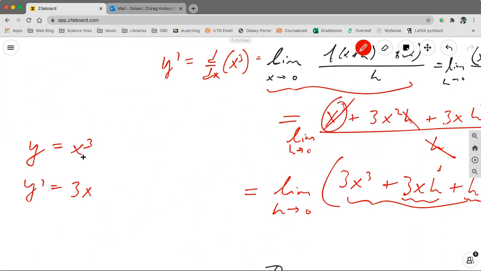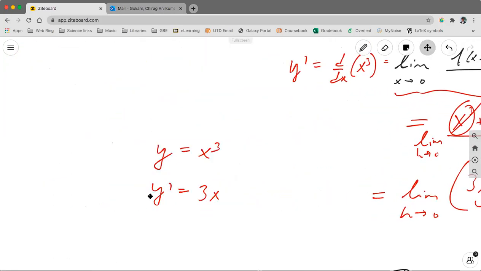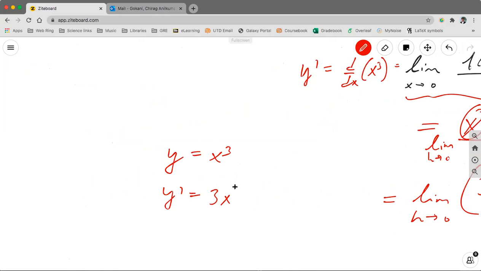Uh-oh. There's a mistake, people. Look, I made a mistake. I miswrote. There was a 3x squared here, and I wrote it as 3x cubed. It should have been squared, 3x squared. No one caught me. Okay, good. And so we found that the derivative of x cubed is 3x squared.